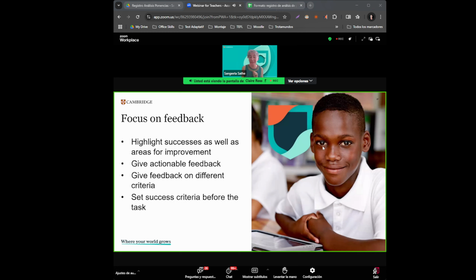Set success criteria before you do a speaking task. Now, this means telling your learners what you're going to be listening for. For example, if you are listening for how effectively they organize their ideas, or how well they start conversations, if you tell them before the task, it allows them to focus on that and they've got a better chance of doing it well. So finally, use the criteria.